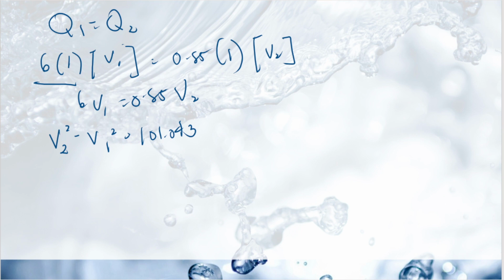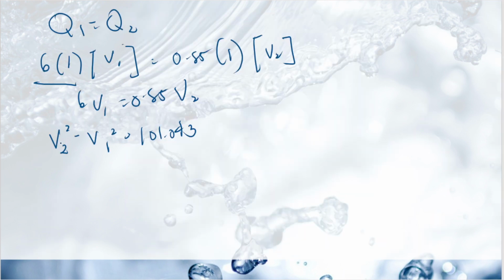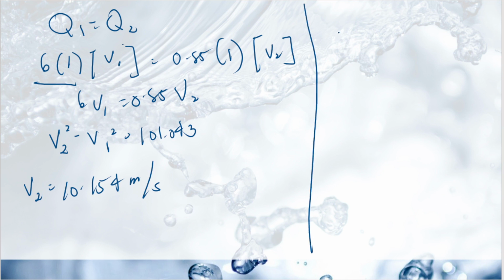Because we are asked to find the discharge at the gate. So equating this one, V sub 2 is equal to 10.154 meters per second. So for the discharge, Q is equal to AV. Now the question is, what is this discharge? Q is equal to AV.